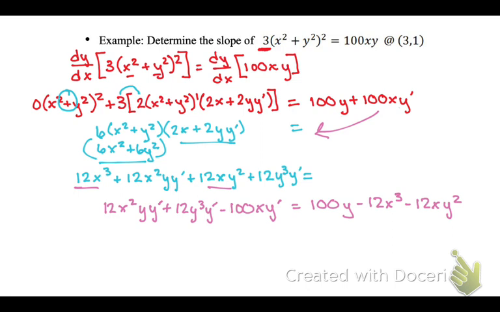Okay, did you guys get what I did? Yep. Okay, now what? Factor out y prime. And guys, honestly, I don't ever even show this step right here. When I move it over, I factor it out. Okay. I also will suggest you put your y prime in the front. Yep. Because you're going to move everything else, right? So we should have what? 12x squared y plus 12y cubed minus 100x.